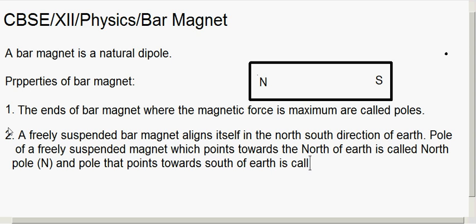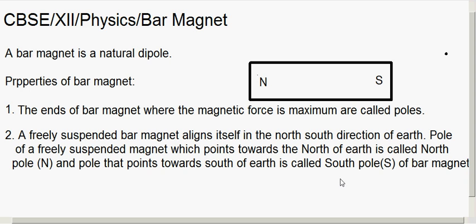or S, of the bar magnet. A freely suspended bar magnet aligns itself in the north-south direction of Earth. The pole of a freely suspended magnet which points towards the north of Earth is called the north pole, and the pole which points towards the south is called the south pole of the bar magnet.